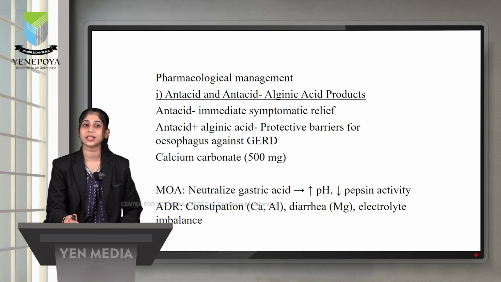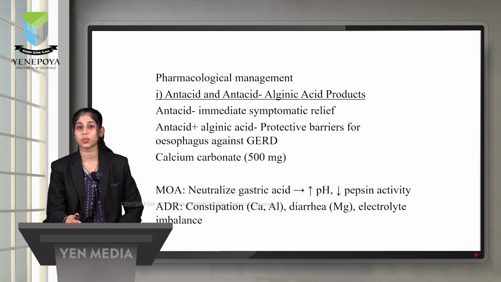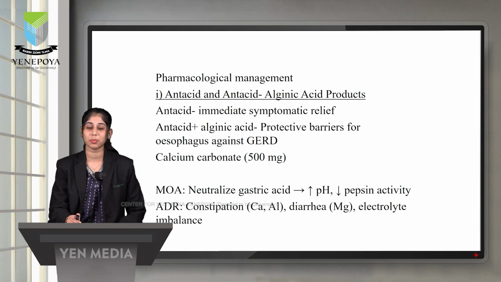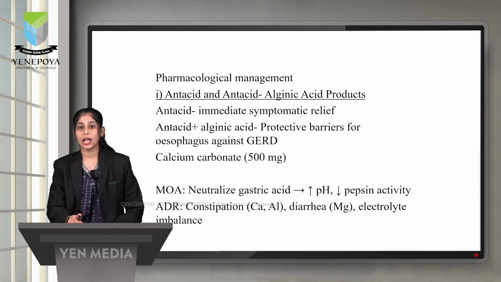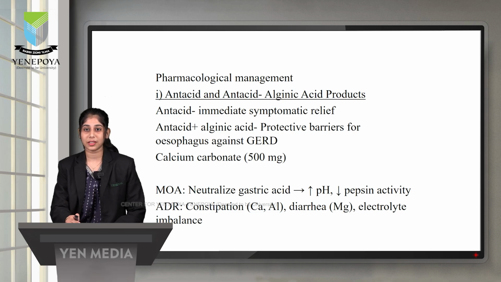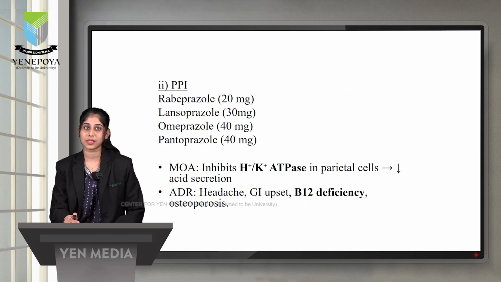Next we have the drug calcium carbonate, 500 mg. The main MOA of this category is to neutralize the gastric acid, which increases the pH, thereby the pepsin activity is reduced. We have ADRs for this: constipation, basically for calcium and aluminium, diarrhea for magnesium, and electrolyte imbalance.